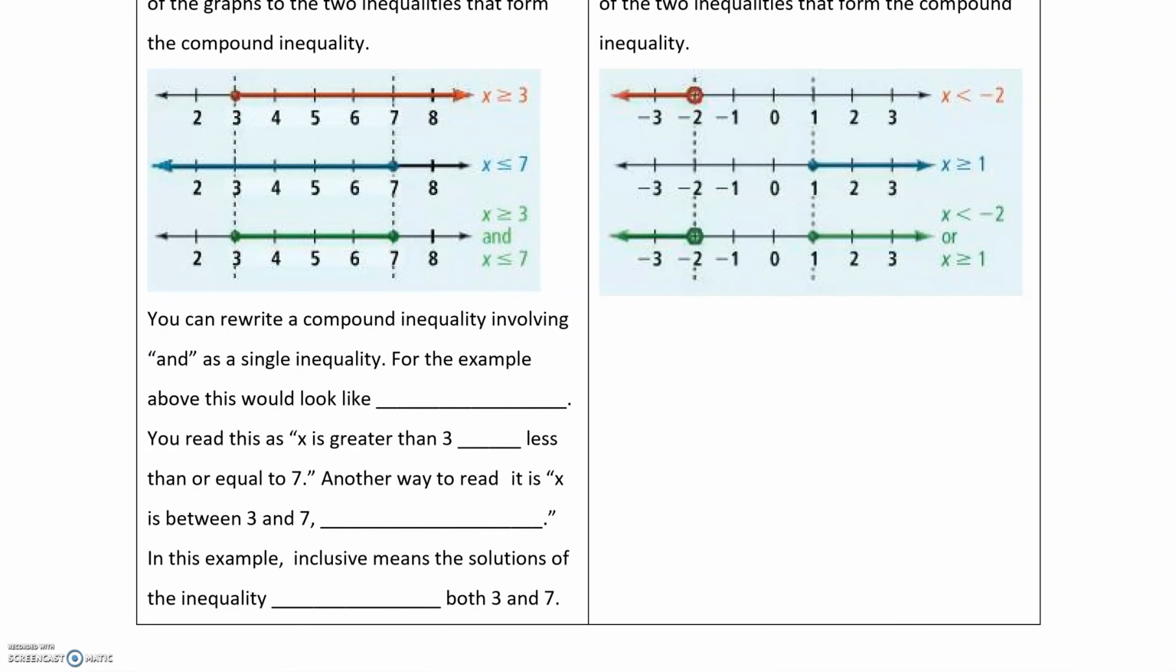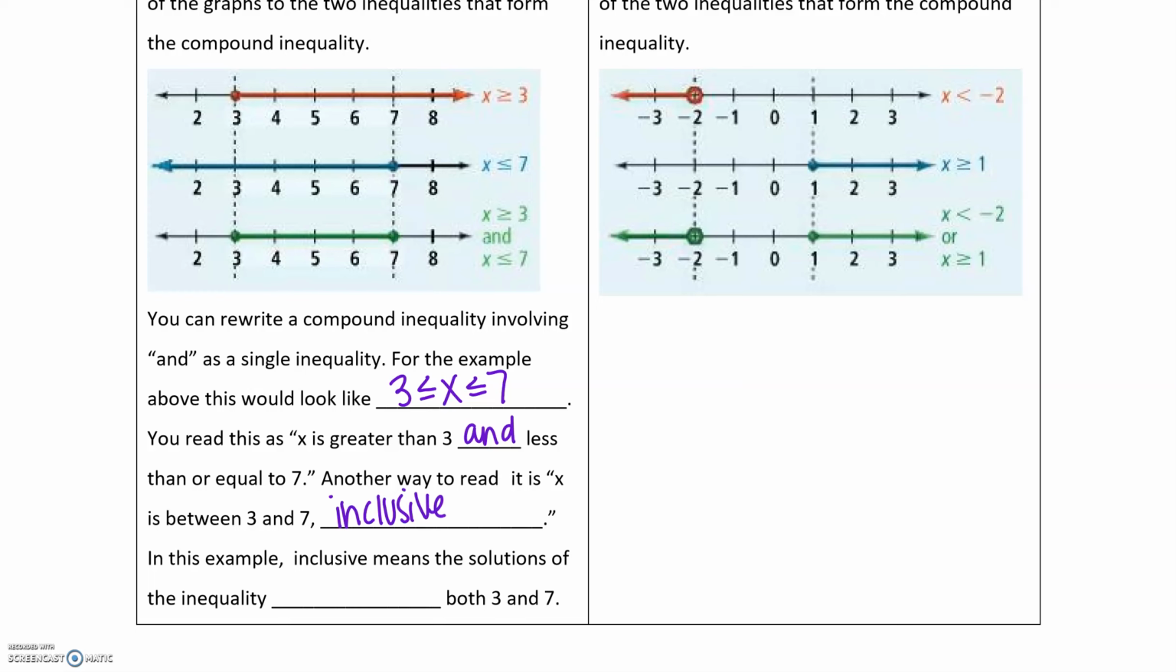So we can rewrite a compound inequality involving "and" as a single inequality. For example, if we look up here, we have x is greater than or equal to 3 and less than or equal to 7. So we can write this as 3 is less than or equal to x is less than or equal to 7. Okay, so you read this as x is greater than or equal to 3 and less than or equal to 7. Another way to say it is that x is between 7 and 3 inclusively, or inclusive.